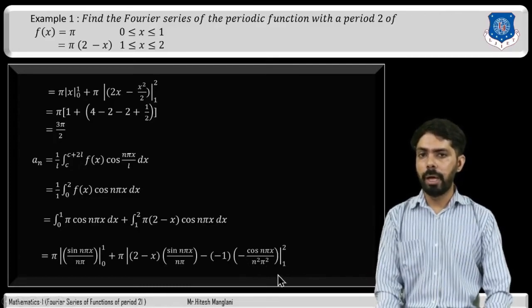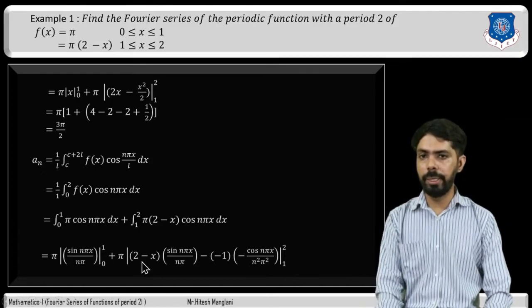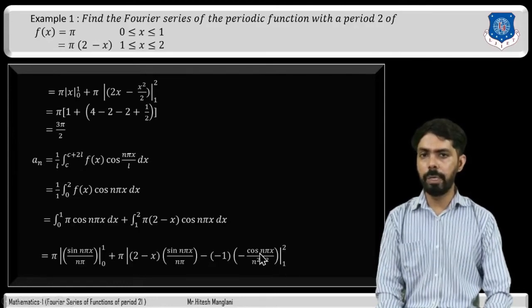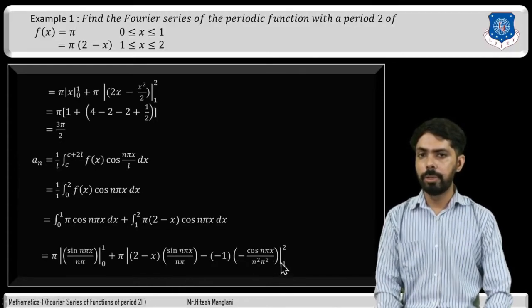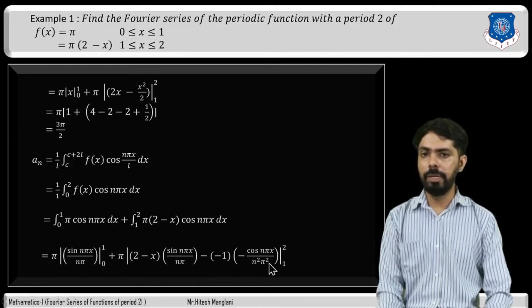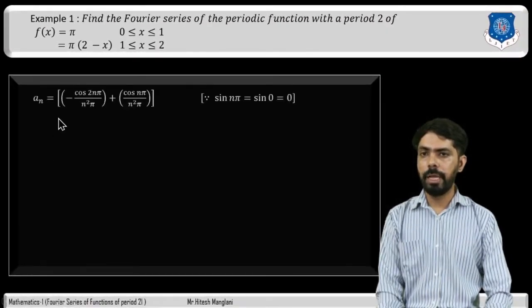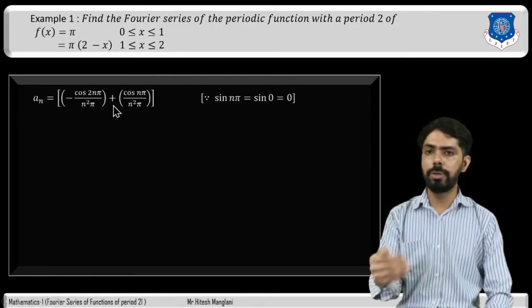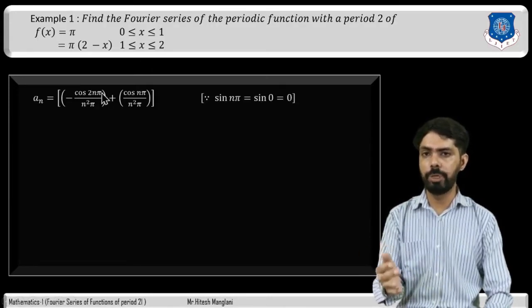So it will be minus 1 divided by n square pi into cos 2n pi. Now if we replace x by 1, that is the lower limit, then here sin n pi and the value of sin n pi is 0, and here it will be cos n pi and the value of cos n pi is minus 1 raised to n. So here it will be cos n pi divided by n square pi, because pi divided by pi square is 1 divided by pi. So a_n will be minus cos 2n pi divided by n square pi plus cos n pi divided by n square pi. There it is a plus sign because there are 4 minus signs, because 1 minus is for the lower limit, so it will be positive.